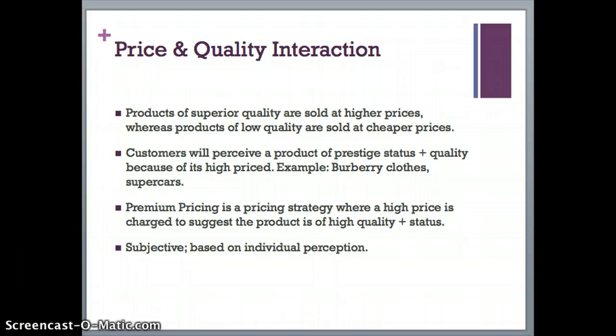And this is called premium pricing. It is a pricing strategy where a high price is charged to suggest the product is of high quality and status. However, it is important to note this is subjective and it's based on individual perception. So if one person considers a Ferrari to be a prestigious product, it may not necessarily reflect the views of everyone else.